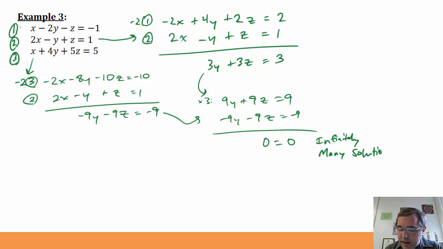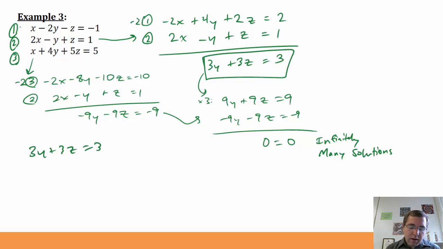But what's cool about this is we can actually say something about what those infinitely many solutions are. Let's say, for instance, that we take 3y plus 3z equals 3, which is this equation up here. Let's solve that for y. Let's divide everything by 3. We'll get y plus z equals 1. That means y is 1 minus z. So for all of these infinitely many solutions, it must be the case that y is 1 minus z every time.